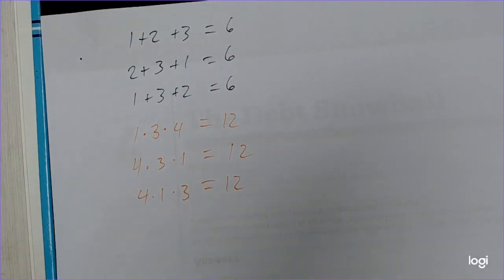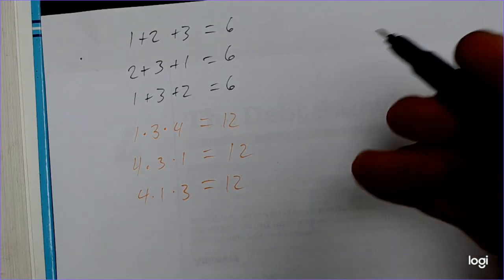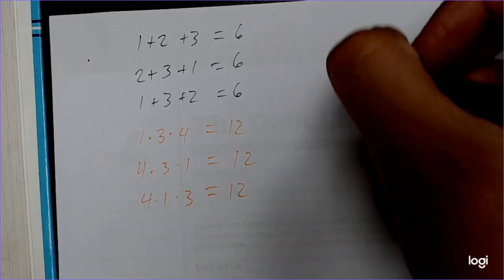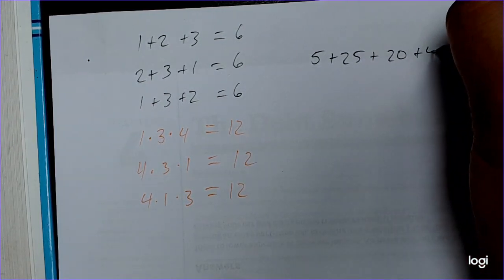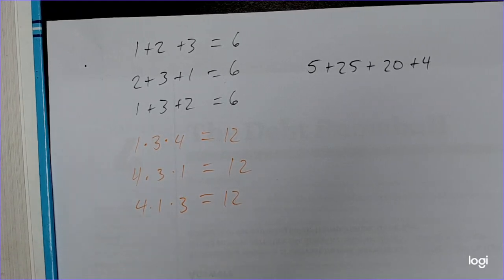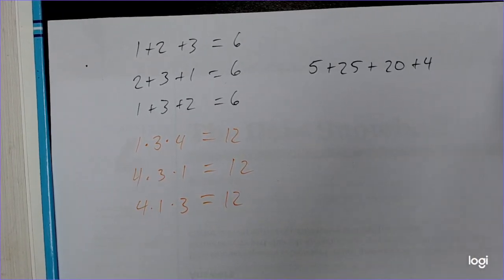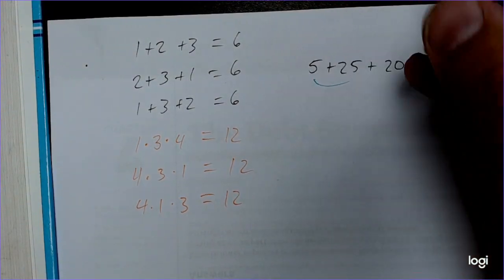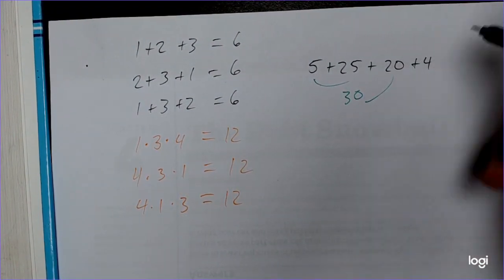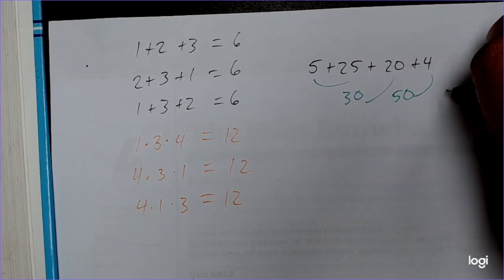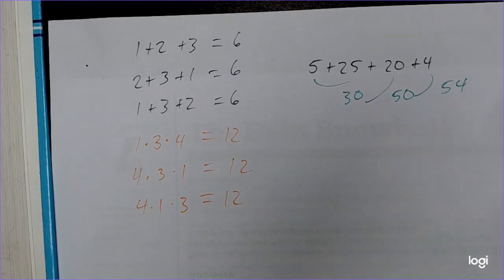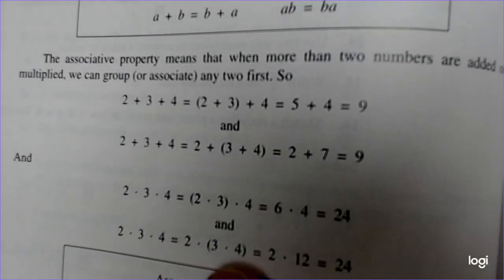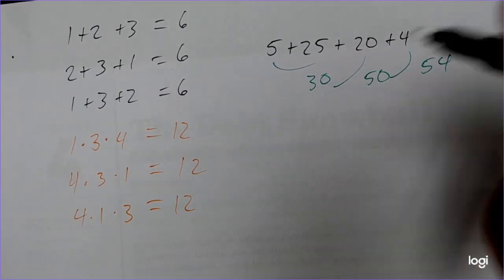So when we're solving problems, for example, if I have 5 plus 25 plus 20 plus 4, oftentimes what you'll see me do is something like this. I'll do 5 and 25, that's 30. Then 30 plus 20, that's 50. And then 50 plus 4, that's 54, right? This is me using the commutative property, and I'm doing it without all this extra parenthesis work. So if you logically understand the property, you can do it using the same methods I've already been using.